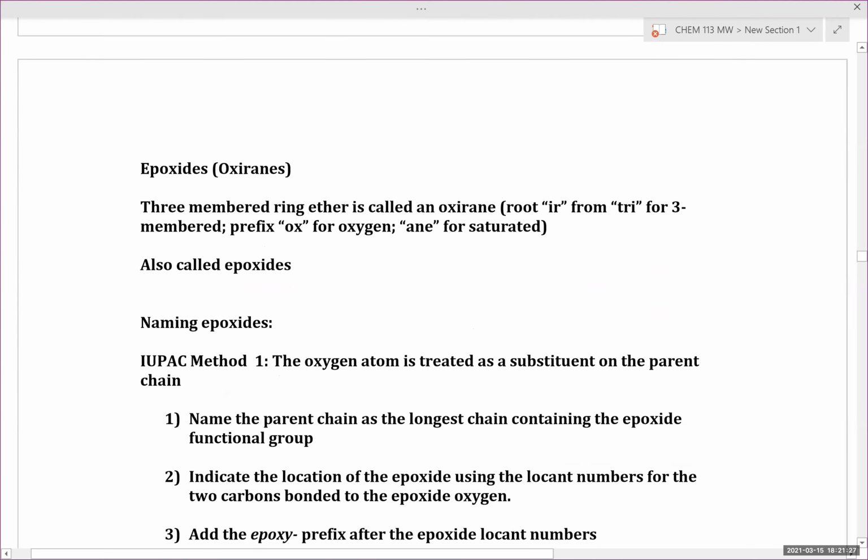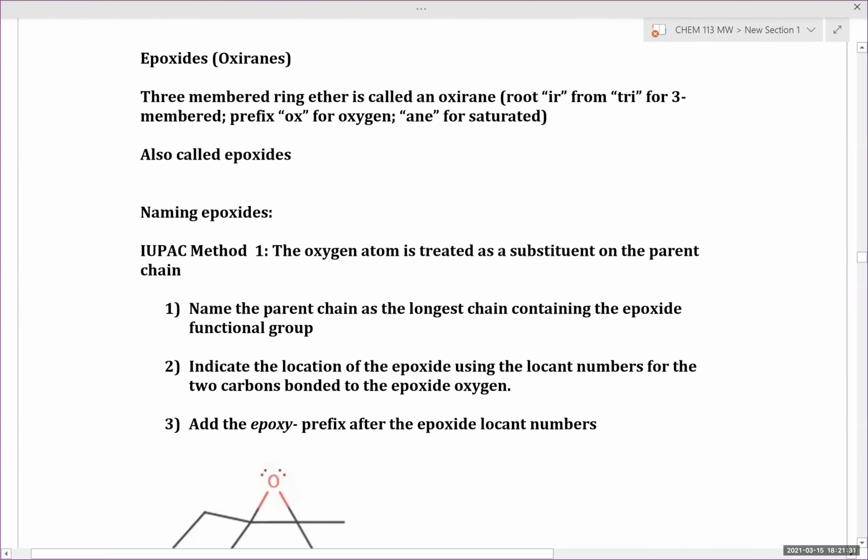And let's talk about epoxides, also known as oxiranes. Now, when we think about epoxides, there are a few naming conventions. This 3-membered cyclic ether is known as an oxirane, also known more commonly as epoxides.